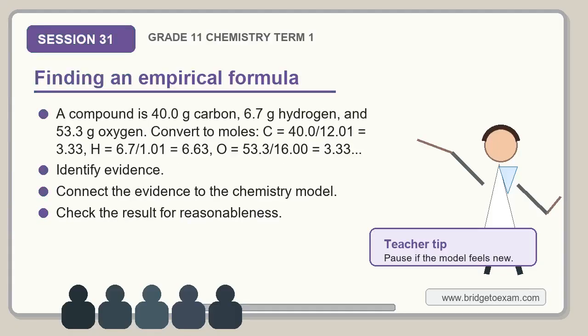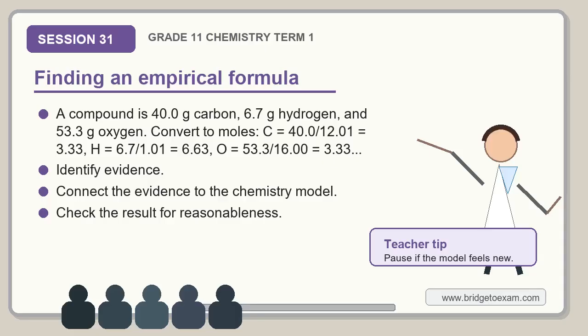Now let's work an example. Finding an empirical formula. A compound is 40.0 grams carbon, 6.7 grams hydrogen, and 53.3 grams oxygen. Convert to moles. C is 40.0 divided by 12.01, which is 3.33. H is 6.7 divided by 1.01, which is 6.63. O is 53.3 divided by 16.0, which is 3.33.